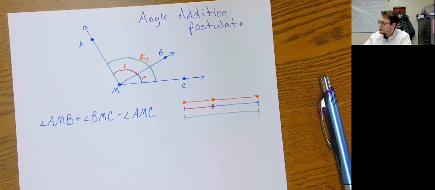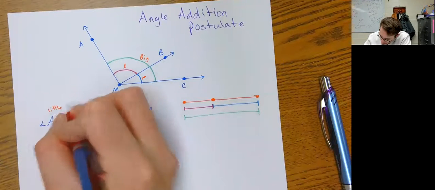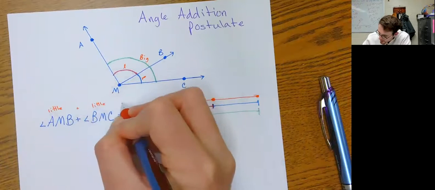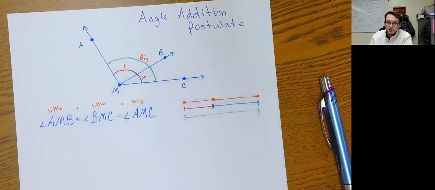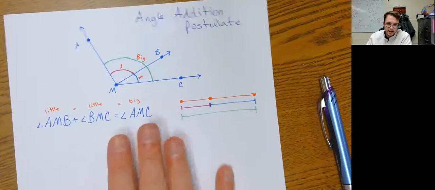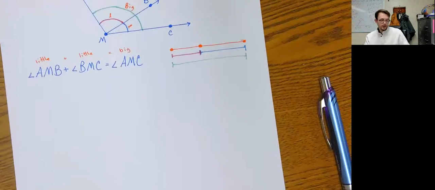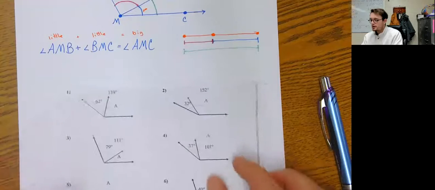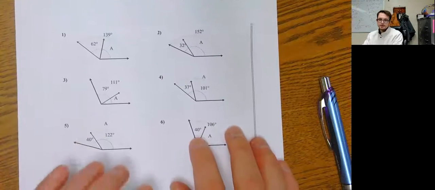So we're getting little plus little equals big. That is the angle addition postulate, all right? That is angle addition postulate. So how we use that, and for this intro, this is how my students are going to be using it for their introduction problems, are problems like this.